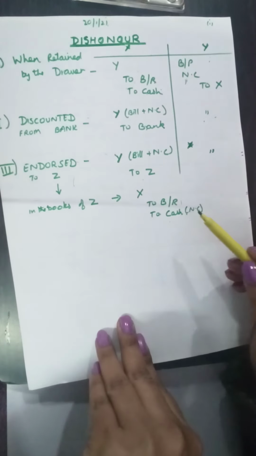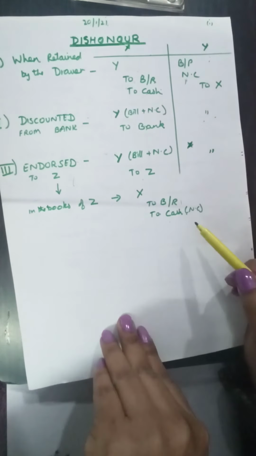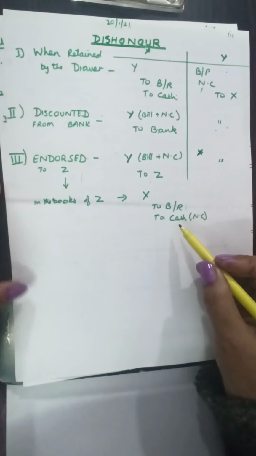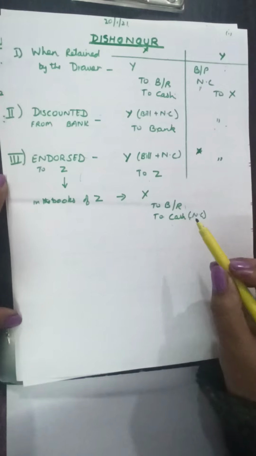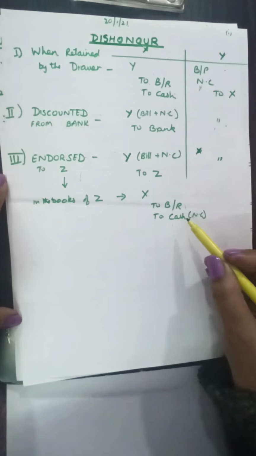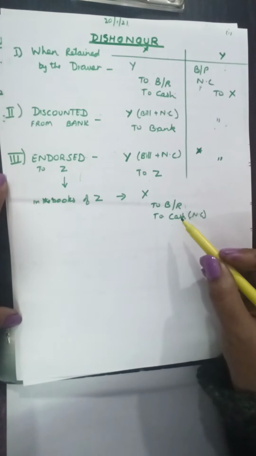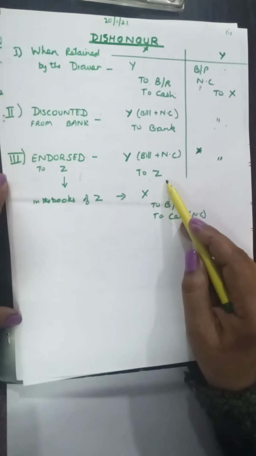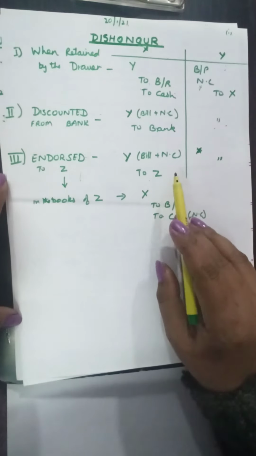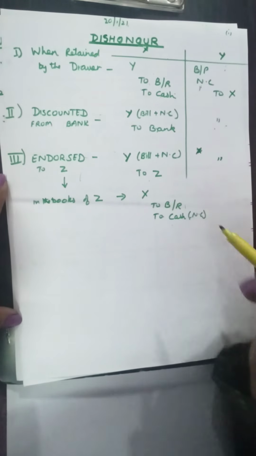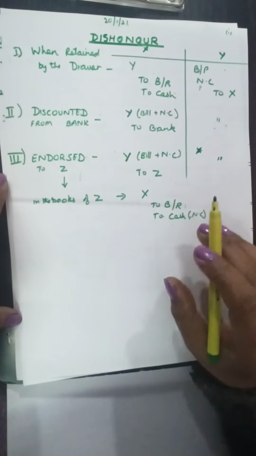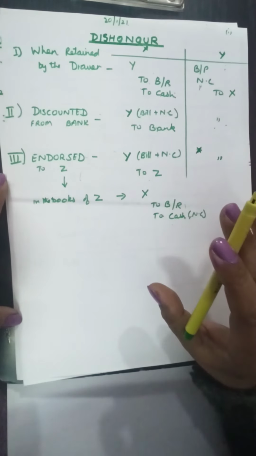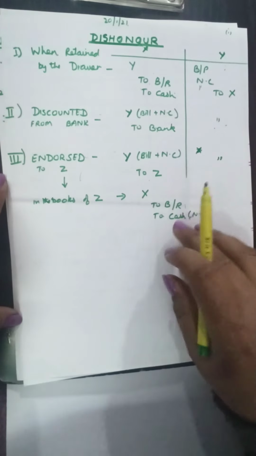Clear? Children, rather than learning the entries, it is always better to understand the entry. So even if you forget the entry, you know how the entry has to be passed and why the entry is being passed. Why are we debiting the debited account and why are we crediting the credited account? If you understand this, you will be able to pass the entries yourself. You don't have to remember the entry, there will be no fear of forgetting the entry. Understand? That is why I am repeating so many times.